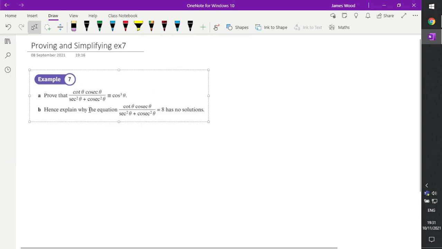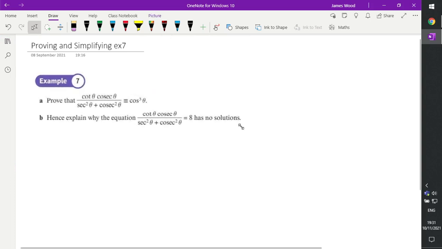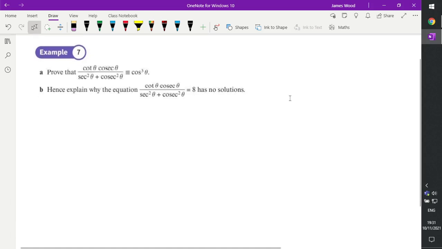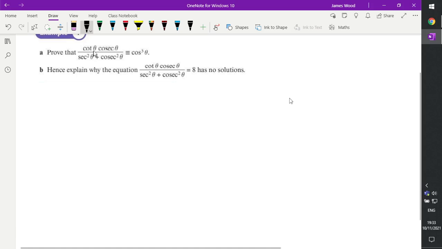Okay, here's a couple of trig proof questions that we're going to have a look at. So let's have a look at the first one. Prove that cot theta cosec theta over sec squared theta plus cosec squared theta equals cos cubed theta.